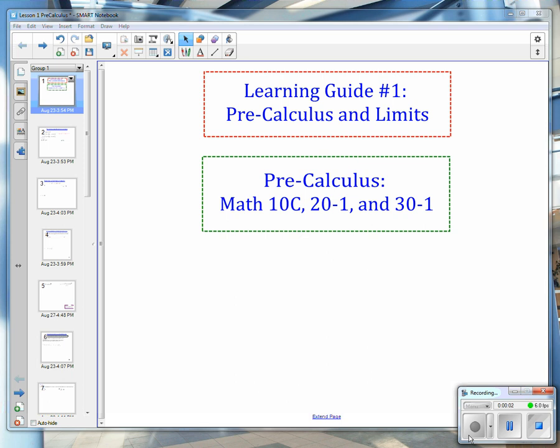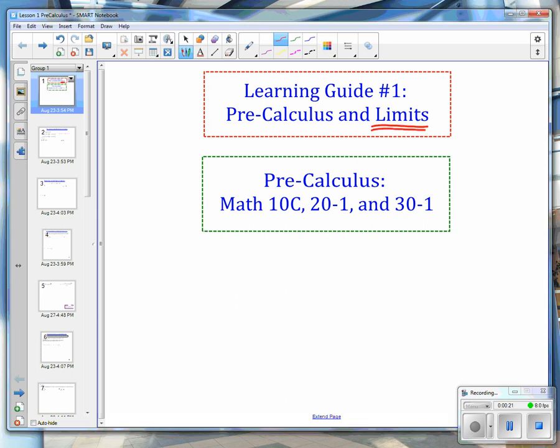All right, so this is our first learning guide for calculus, Math 31. We are going to start off with a little bit of a review. We're going to talk about factoring, we're going to talk about rationalizing, and then we're going to get into something called limits, which you can kind of see part of in our title here.